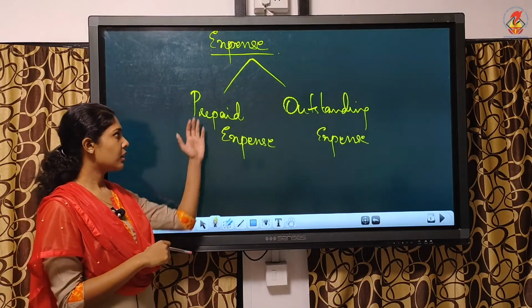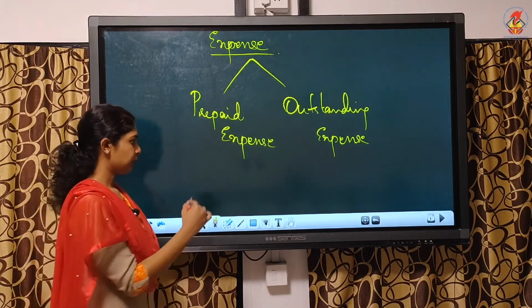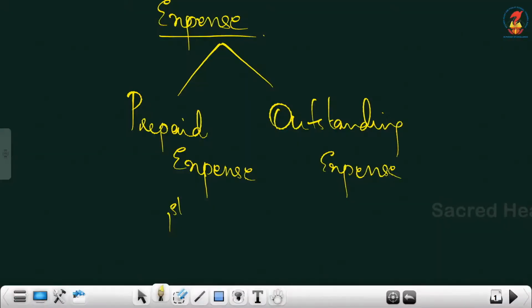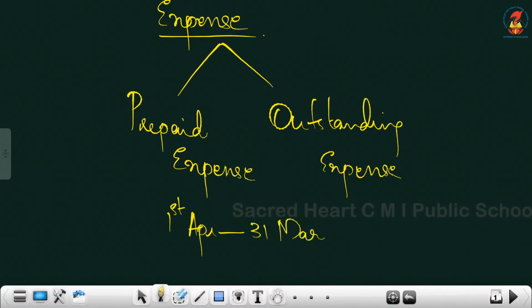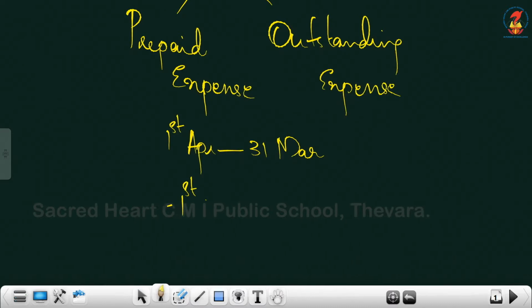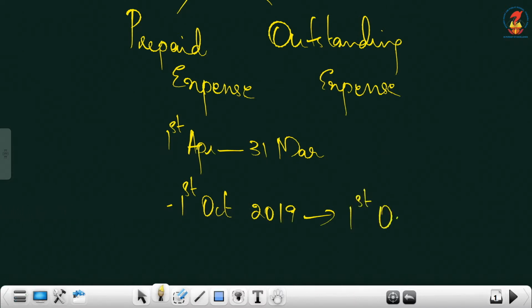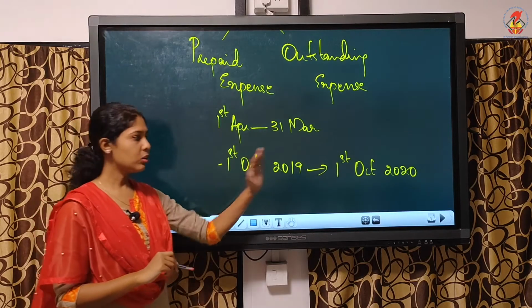Okay, prepaid. The name itself says the meaning. It is paid in advance. Like we know that the financial year starts from 1st April and it ends on 31st of March. Suppose you paid an insurance premium on 1st October 2019, and it is paid for 1 year. So this will be paid till 1st October 2020. Understood? That's for 1 year you are paying.